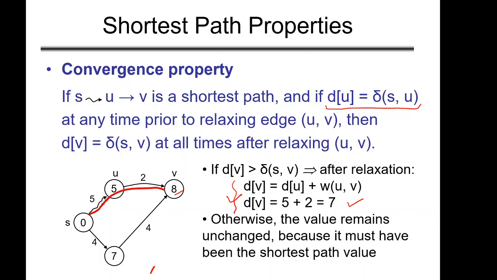If there is a path from S to U and U to V is a direct edge, and this is the shortest path, and if D of U already has the shortest path value from S to U at any time prior to relaxing this edge, then after relaxing the edge, D of V will contain this value. Okay.